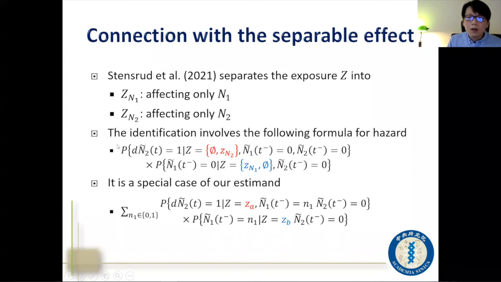In their work, their identification involves this formula. If we write this formula in terms of hazard, this is the hazard conditional on Z using only ZN2, multiplied by the one conditional on Z involving only ZN1, because this is the effect for N1 and this is the effect for N2. It turns out this is very similar to our estimate. Our estimate is like this. We also have two Z components, one is ZA, the other is ZB. ZA affects N2, ZB affects N1. So it's a very interesting connection, though we don't explicitly say that our Z can be split into two components.